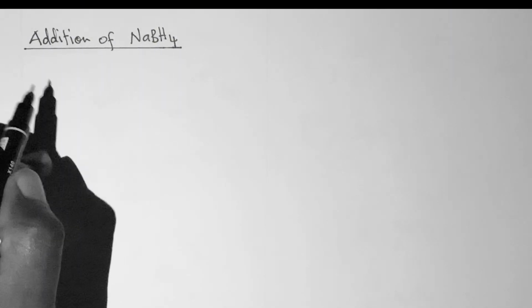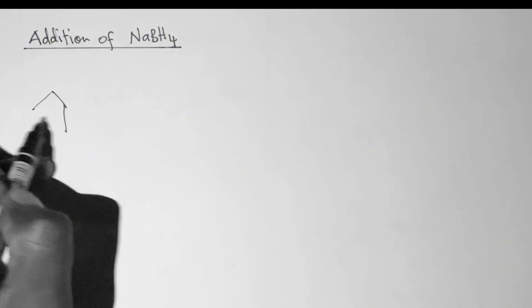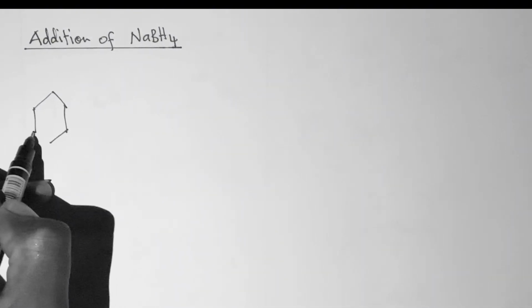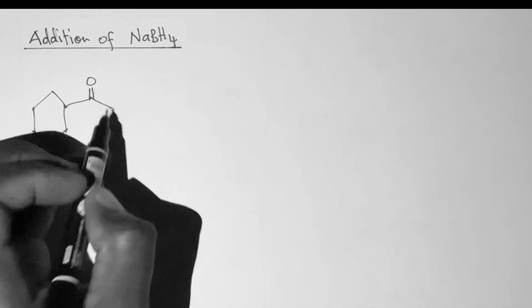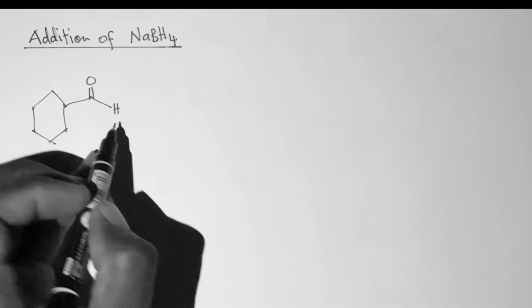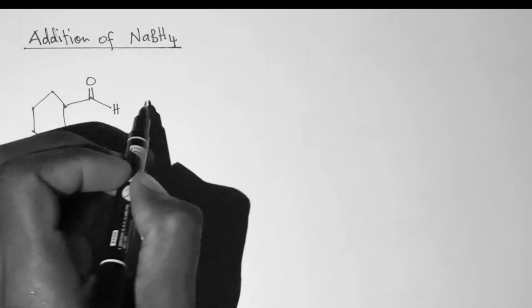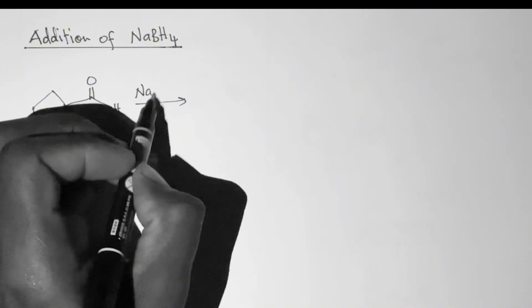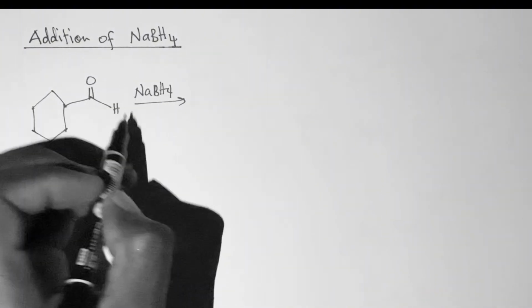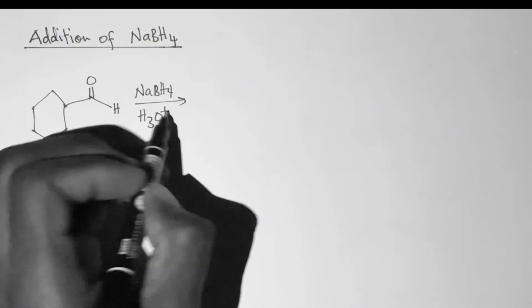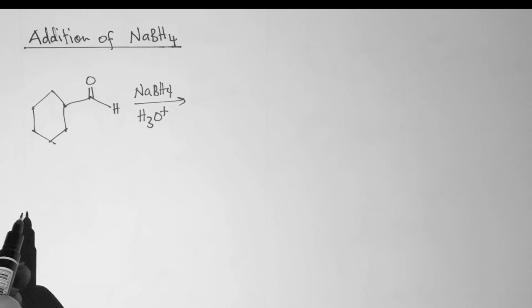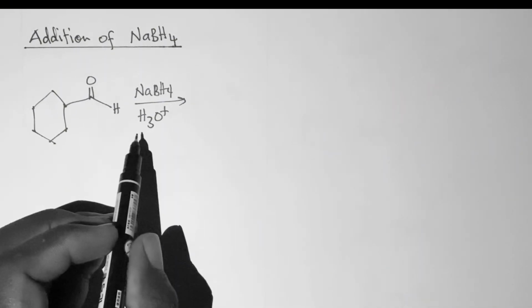The next reaction we are going to talk about is the addition of sodium borohydride. So for example, let's assume we are given this starting material, which is cyclohexane carbaldehyde, and we are supposed to add, the first part is sodium borohydride, and then the next step is the acidic workup, H3O plus. What will be the product that will form? So this is the product that will form.